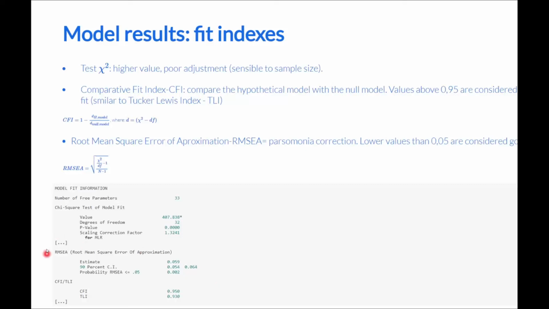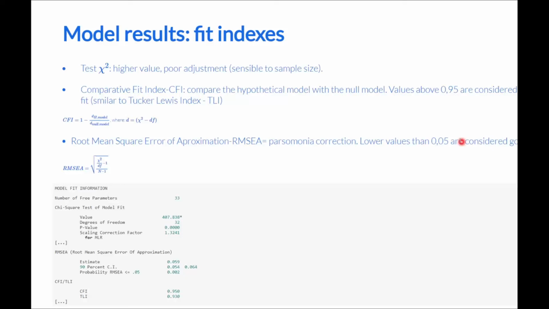And the other indicator is RMSEA, in which case the closer to 0 the better. Lower than 0.05 is considered a good model, and less than that is a better model. It's a kind of parsimony correction. And in this case, we have to report and interpret the three elements.